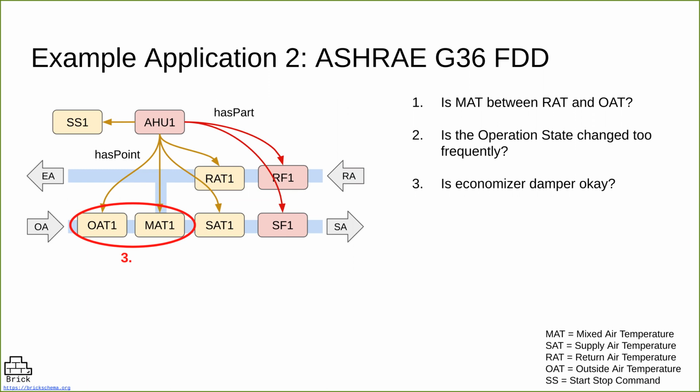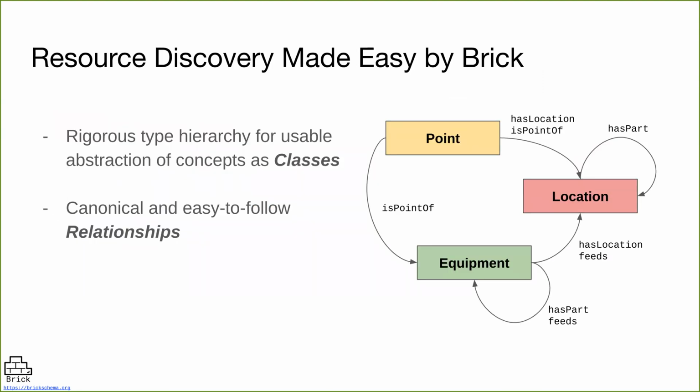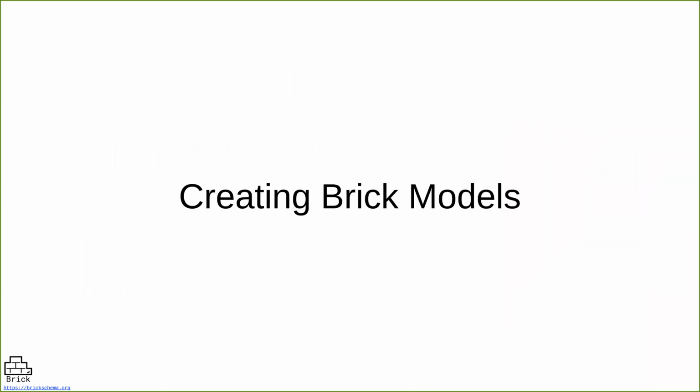As you can see, Brick can simplify the discovery process with types and relationships. I'm reusing the slide that Gabe presented earlier. This is my favorite diagram across many Brick presentations. Resource discovery is made easy because Brick can easily abstract the complex hierarchy, while the relationships can be used to uniquely identify what entities the application is actually interested in. So now you're probably interested in how to actually get those models out of your building, and I will let Erik talk about it.